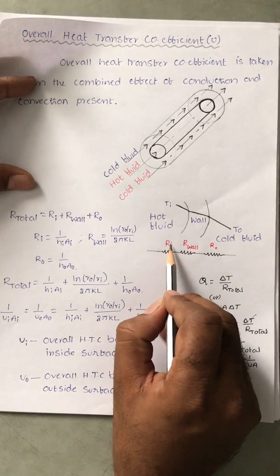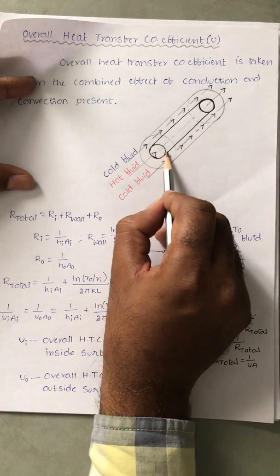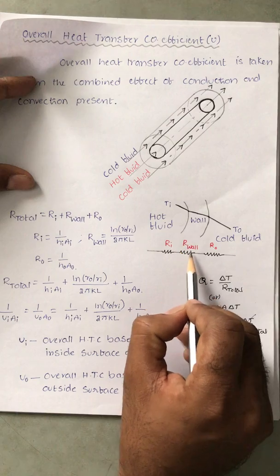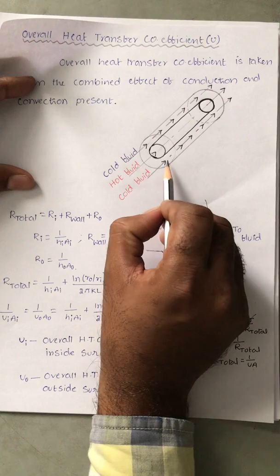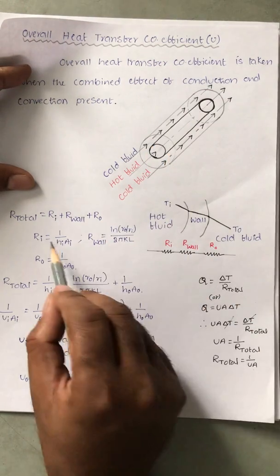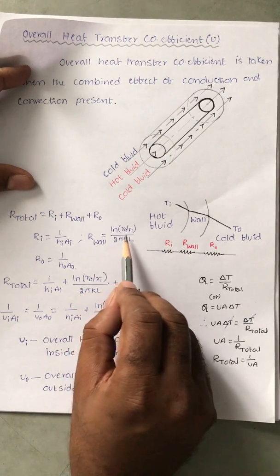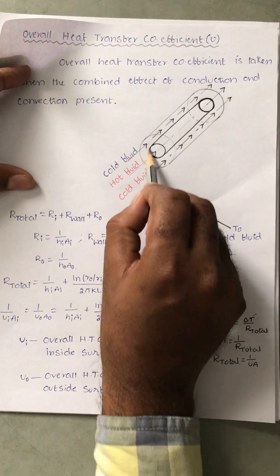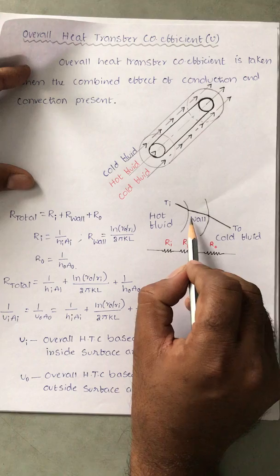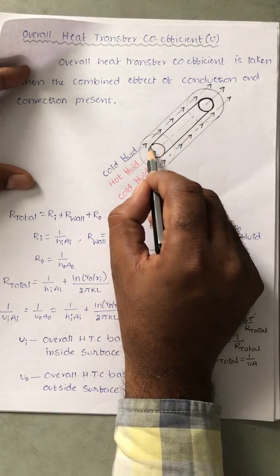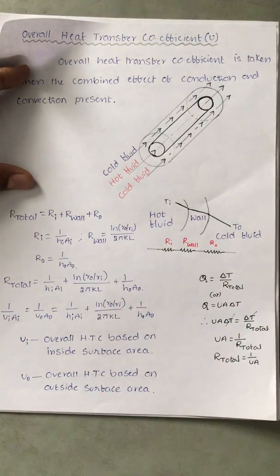So Ri is the resistance because of the fluid, convective resistance, and the wall, because of this wall the heat transfer is restricted, that is conduction resistance, and Ro, that is the convective resistance to the cold fluid. So Ri is 1 by HiAi, this is the convective resistance for the hot fluid. R wall, this is the conduction resistance for the cylinder. This wall is represented like this for diagram purposes. I have drawn something somewhat bigger. This is the conduction resistance for the cylinder.